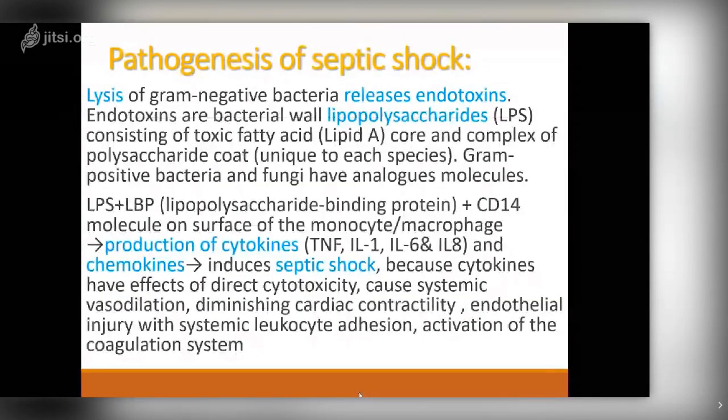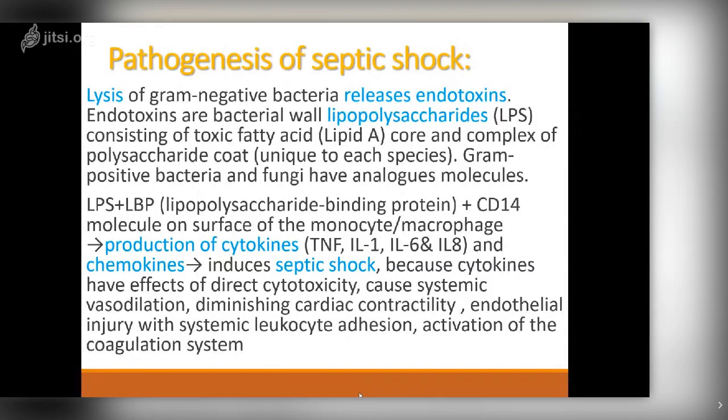Few words about septic shock, how it happens, why vasodilation occurs. If there is a lysis of gram-negative bacteria in our organism, they may release endotoxins. Endotoxins are products of the bacterial wall. They are lipopolysaccharides. They contain toxic fatty acid, or lipid A core, and a complex of polysaccharide coat. Gram-positive bacteria and fungi, as I told you already, also may have some analogous components.